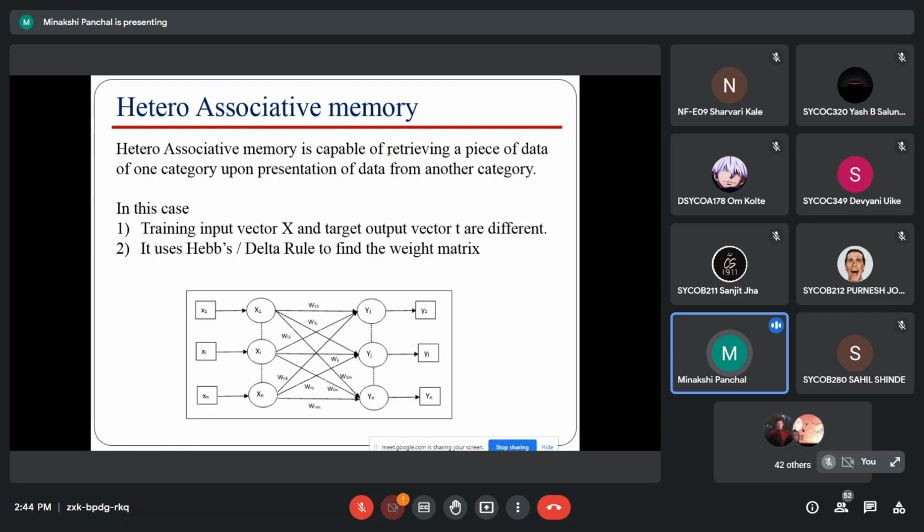See, hetero-associative memory is capable of retrieving a piece of data of one category upon presentation of data from another category. So here, inputs and outputs are of a similar type we can say, but its category will be different. Like in vehicles, different types of vehicles may be there, so it will be able to find out the type of vehicle. Like I said for birds, different birds will be there, so bird will be the main category. So here bird is the main category, and the different inputs coming for bird, parrot is a bird, some other, if I am giving peacock this is a bird, likewise. Okay, so here your input and output will be different.